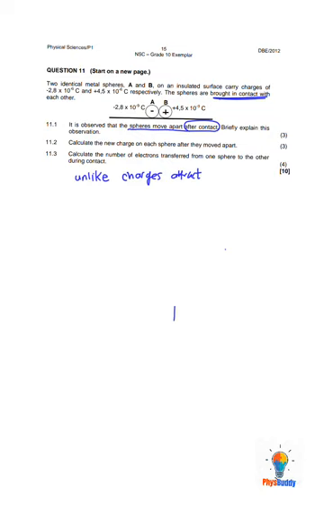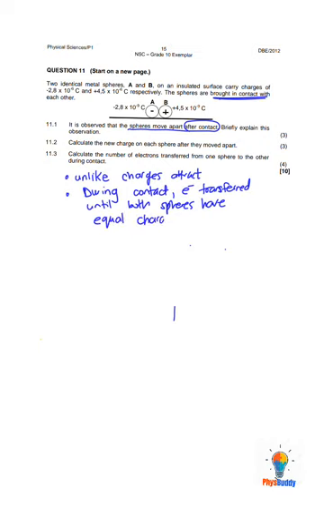So let's just write this down. The first thing we said is they were unlike charges, so they attract, and then they are brought into contact. So during contact, electrons are transferred until both spheres have equal charge. They now have like charges, so they repel and move apart.